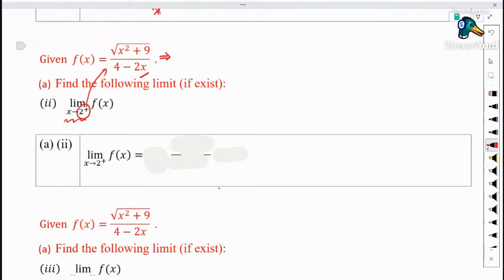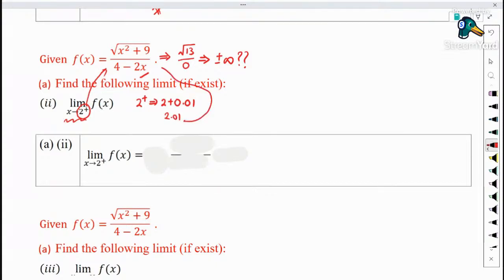In this question, you find that if I do direct substitution for the calculation, I have square root of 13 over 0. And this result is supposed to give me the answer either plus or minus infinity. But which one is it? We need to determine that. That's why I put the question mark here. So how do we determine whether it's plus or minus? Use a test value. Let's say 2 plus a small number which makes it slightly greater than 2, for example 2.01.